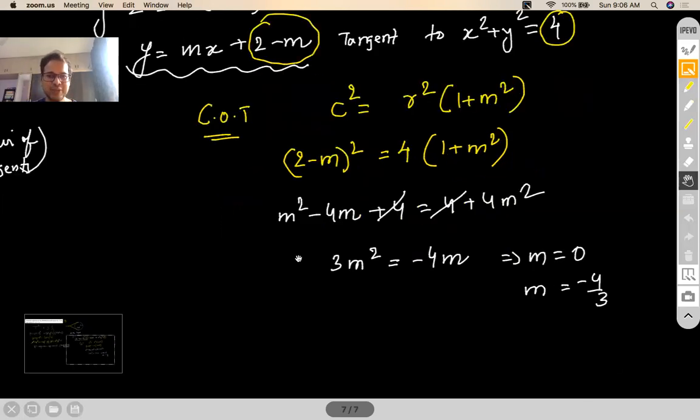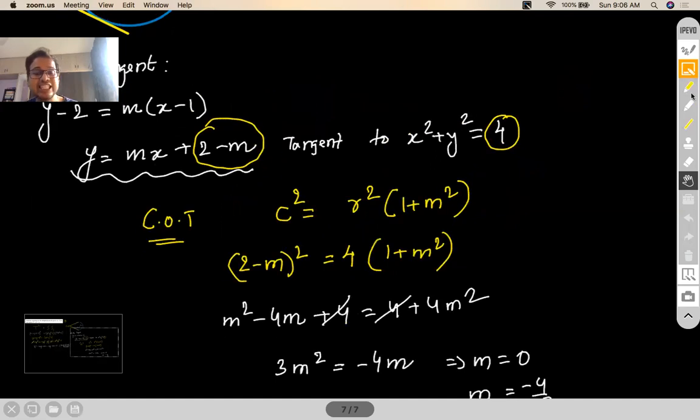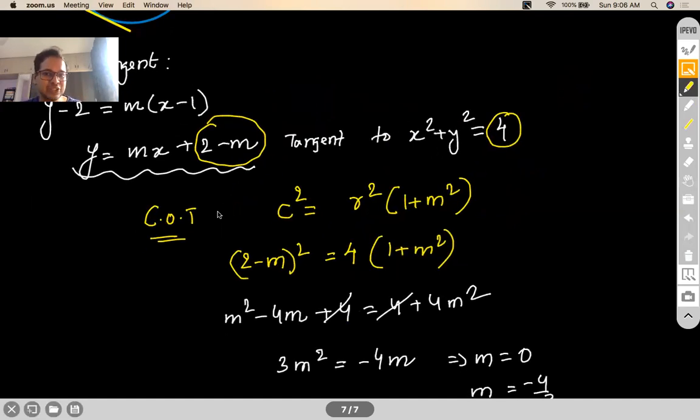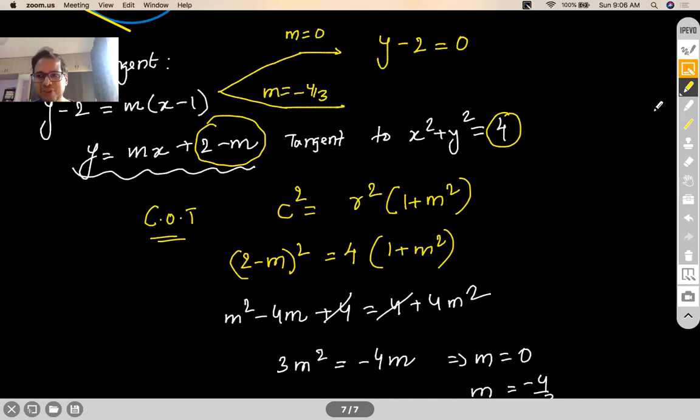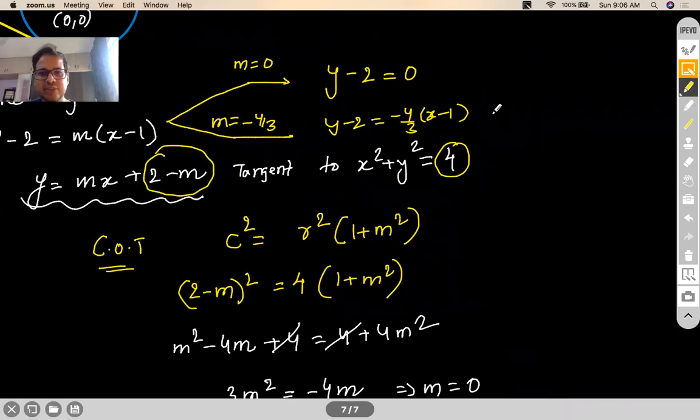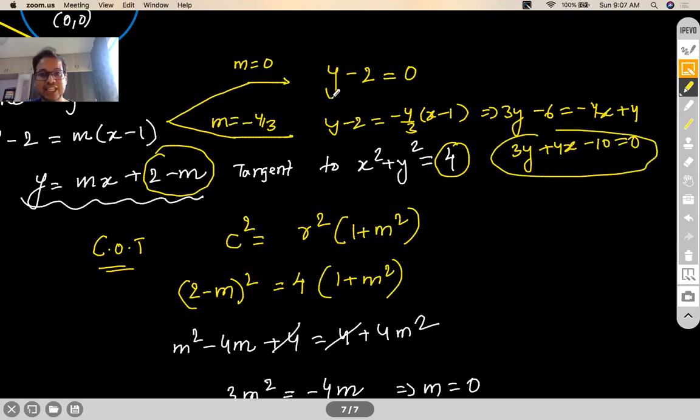So when you know these two m values, nobody can stop you from getting your tangents equation separately. So here, if you put your m as 0, let us see what happens. When you put m as 0, you get y minus 2 equal to 0 as the equation of one of the tangents. And if you put your m as minus 4 by 3, you will end up getting y minus 2 is equal to minus 4 by 3 (x minus 1). Let's try to simplify it to a certain extent. This will give you 3y minus 6 is equal to minus 4x plus 4. So this is 3y plus 4x minus 10 equal to 0. So these two are the tangent equations that you have got separately now.